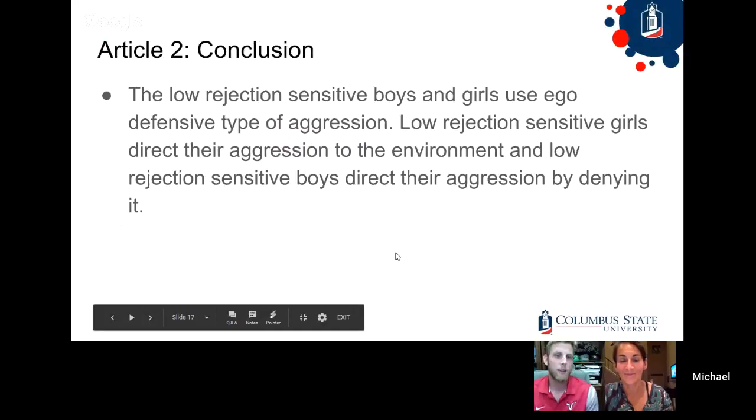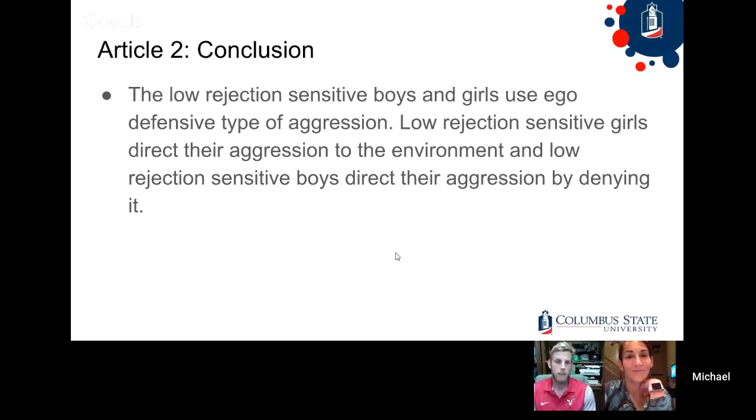Conclusion: the low rejection sensitive boys and girls use ego defensive type of aggression. Low rejection sensitive girls direct their aggression to the environment, and low rejection sensitive boys direct their aggression by denying it.